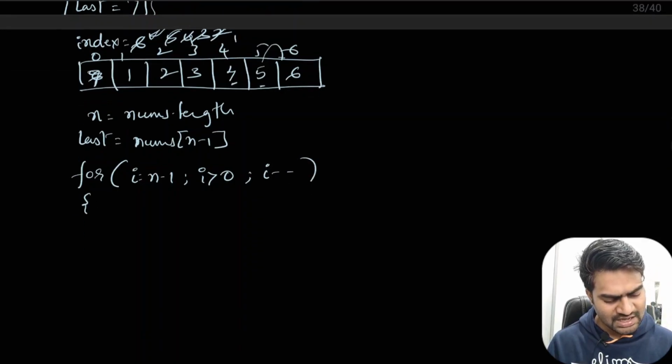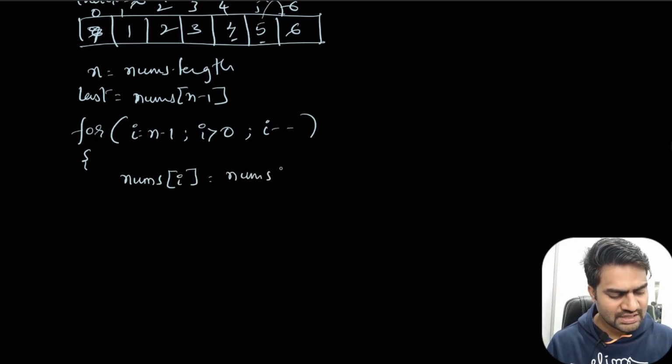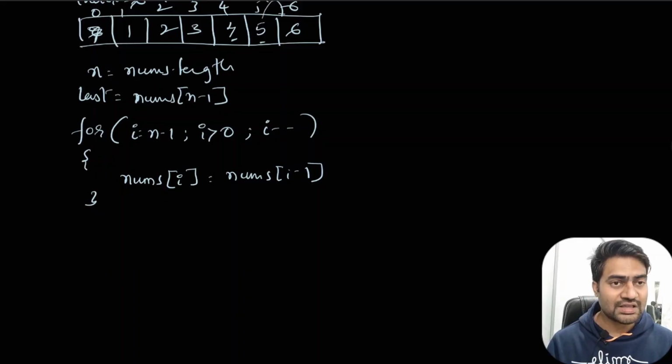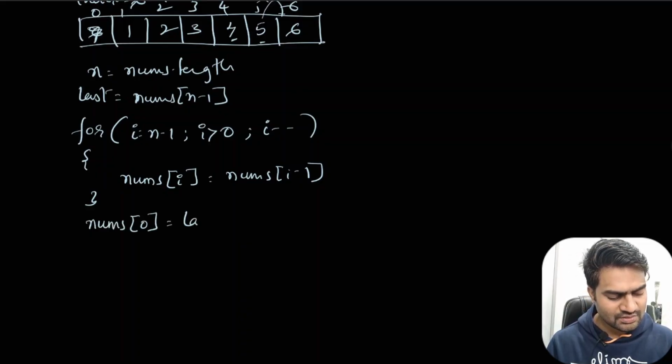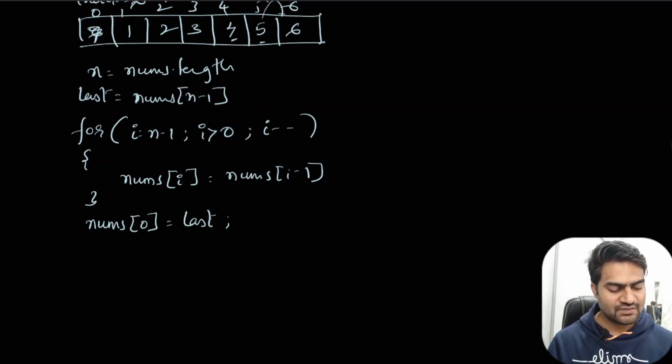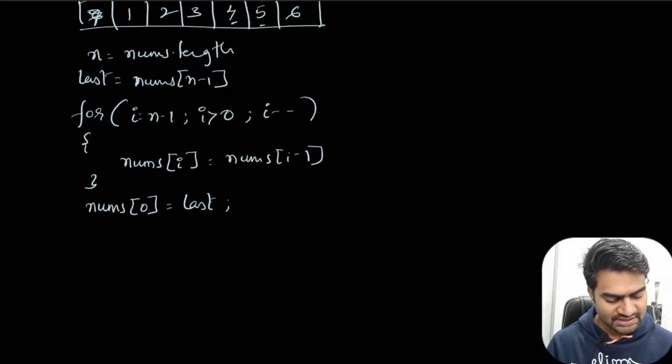Now what I will do, I will simply say nums of I equal to nums of I minus 1. This is basically the previous number. So we will do this movement. This will copy all the numbers from n minus 1 to 1 index. Then at the end, I will say nums of 0 equal to last. Okay, with this way, we will do one step shift towards right for the given array.